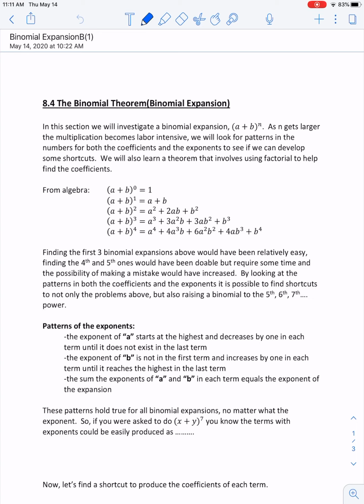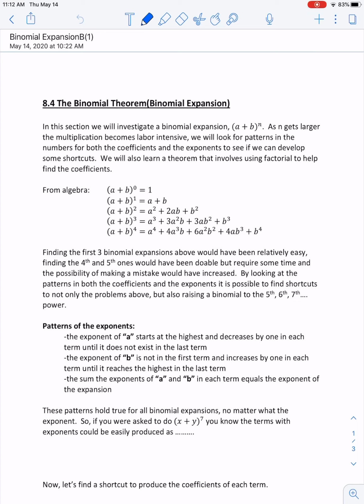What you would probably agree with is that the first three, raising it to the 0, the first, and the second power, really no big deal. You just use the powers of 0 or 1, or FOIL to do a plus b squared. Somewhere in the neighborhood of doing it to the 3rd or the 4th power, you would agree that it starts to become cumbersome. It becomes long, and the possibility for mistakes increases.